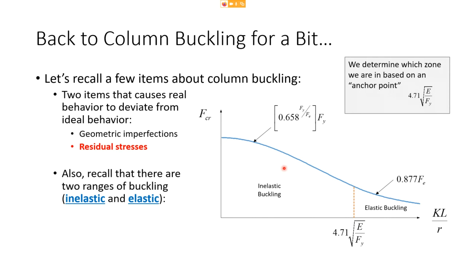Well, there are two points I wanted to make to go back to column buckling. The idea that we have an inelastic buckling region and an elastic buckling region, and this anchor point tells you whether you're in one zone or another. And then residual stresses had an impact in column buckling. They're going to have an impact in beam buckling as well. So is everybody okay with this before we jump right ahead and show the beam buckling curve?